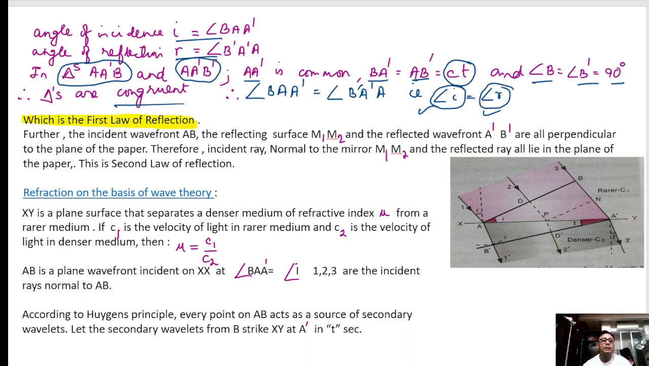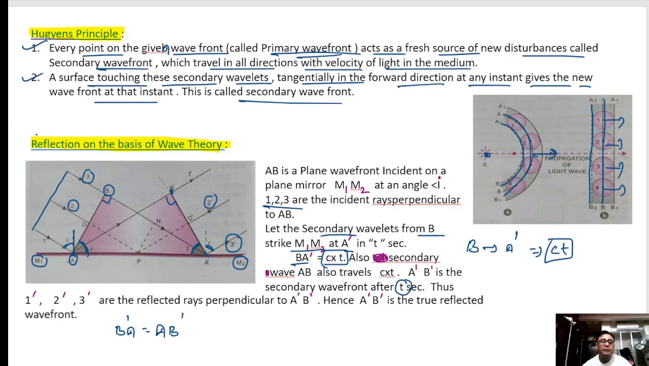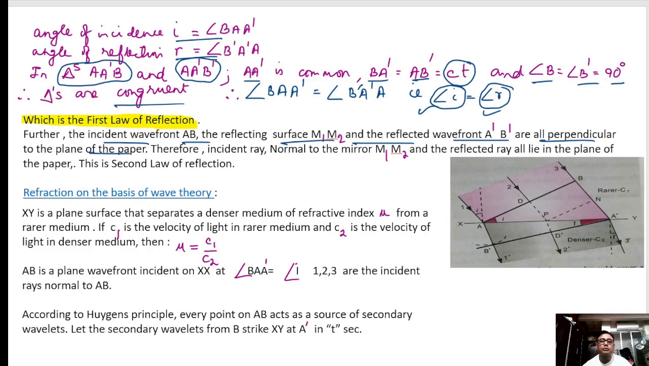Similarly, the incident wavefront AB, the reflecting surface M1 M2 and the reflected wavefront A dash B dash are all perpendicular to the plane of the paper. So please watch here. This is the incident wavefront AB, A dash B dash is the reflected wavefront, and the mirror. All lie in the same plane. So that was the second law of reflection, which is also being followed here. That means the laws of reflection are being followed according to the wave nature.